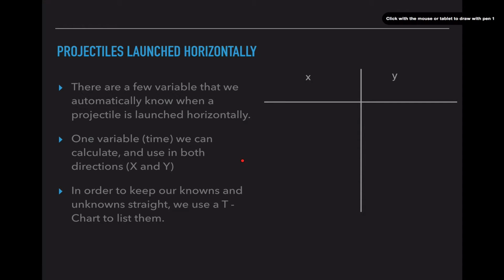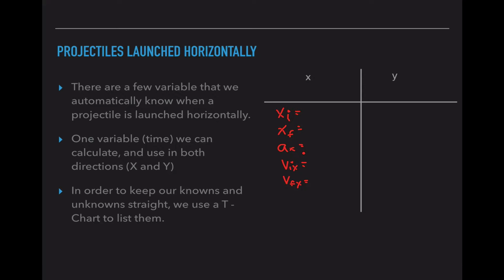So this is how I'm going to have you set up all of your problems. We're going to use a t-chart because it separates out the x's and the y's, because we know that they do not affect each other. So there are a few variables that we automatically know and a few that we're going to have to get from the problem. So the variables that we already know: xi we've used before, xf we've used before, ax is acceleration, that little x just means in the x direction, vix is the initial velocity in the x direction, vfx is the final velocity in the x direction.